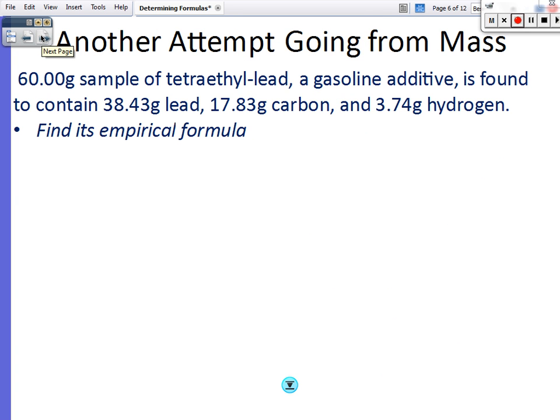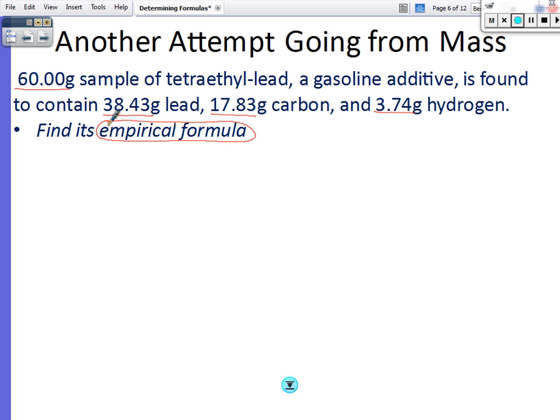If that one was pretty easy for you and it makes sense to you, press pause. Try this. Okay. This one here, we've got a 60-gram sample of tetraethyl lead. Don't be thrown off by the 60 grams. Because remember our steps. We went from percent to mass. So if we start with mass, we already know how much mass of each element is in the total. We don't need to go to a percent. So we can start right here with our numbers. And again, we're trying to find the empirical formula.